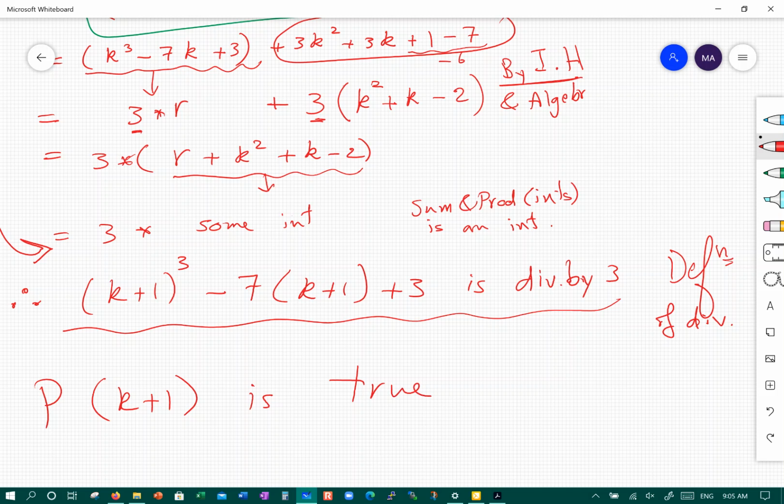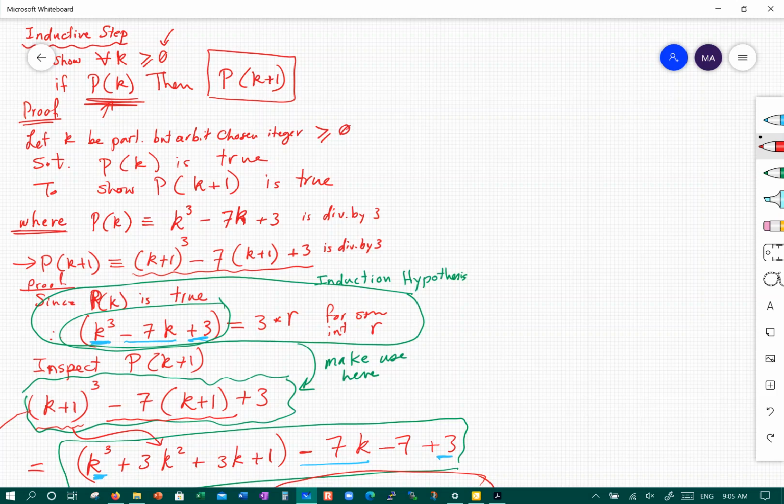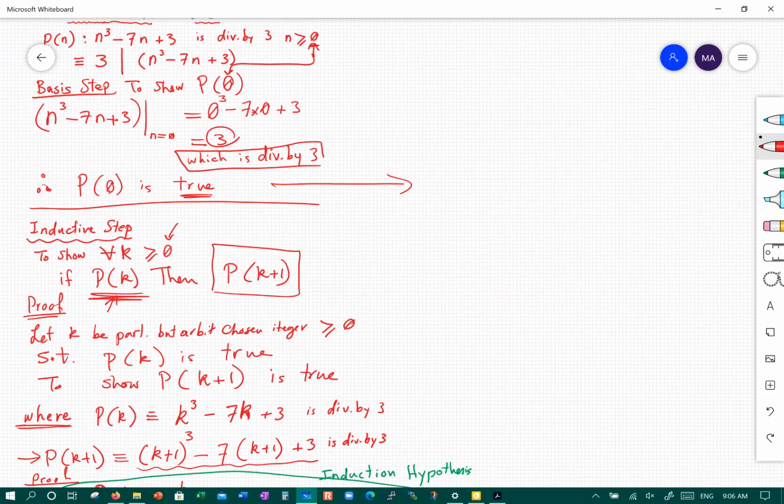So I have just finished the induction step. I started with the assumption that p of k is true, and I concluded that p of k plus 1 is true. So if I mark this result as result number 2 Roman, and up there the basis step was result number 1 Roman.